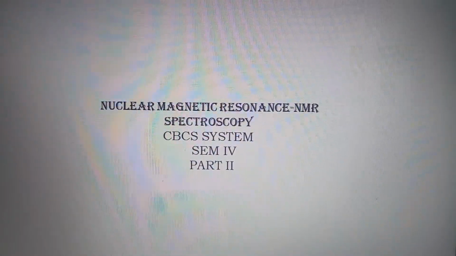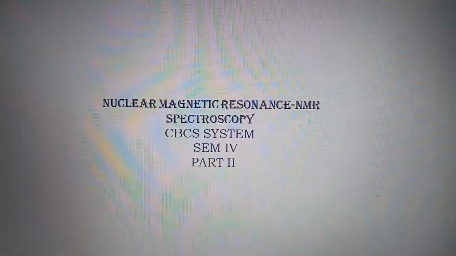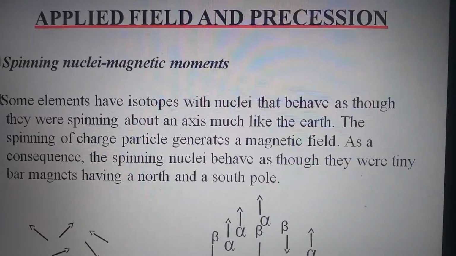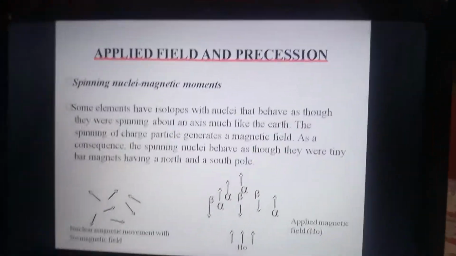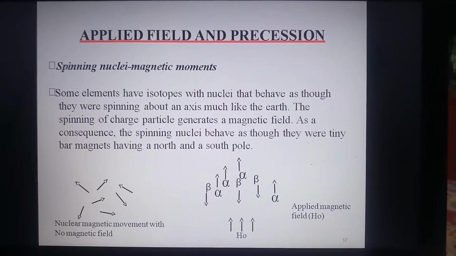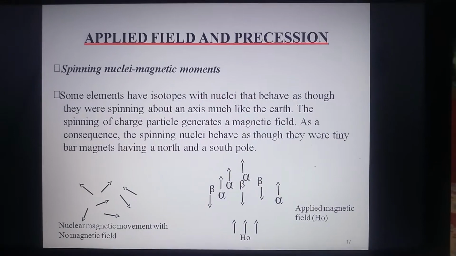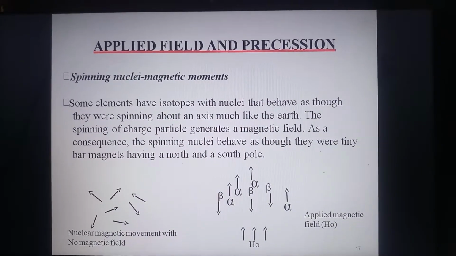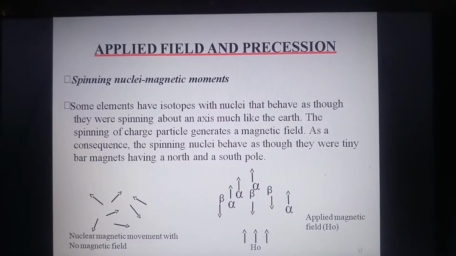Welcome back to the Nuclear Magnetic Resonance (NMR) Spectroscopy Part 2. In our previous video, we have learnt about the spin quantum number, and here we will learn about applied field and precession.